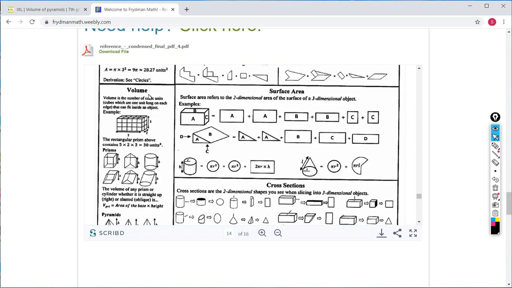Last week we were talking about the volume of prisms, and I also included cylinders, even though a cylinder is not technically a prism. You find the volume the same way. And very quickly, let's just review how to find the volume of a prism. You just find the area of the base and you multiply it by the height. Very simple.